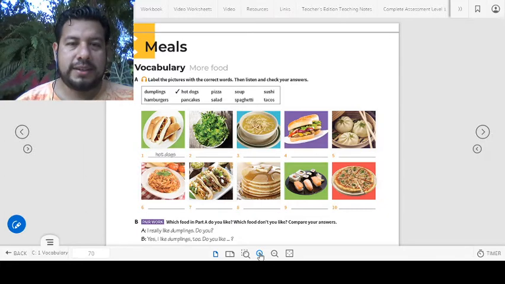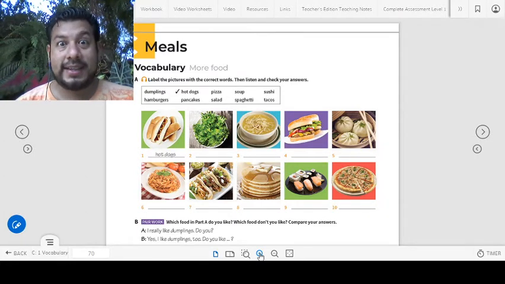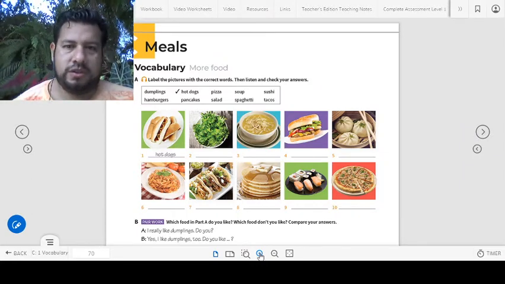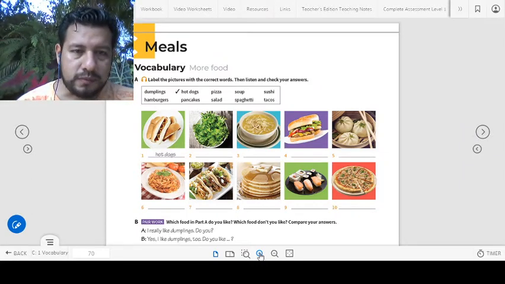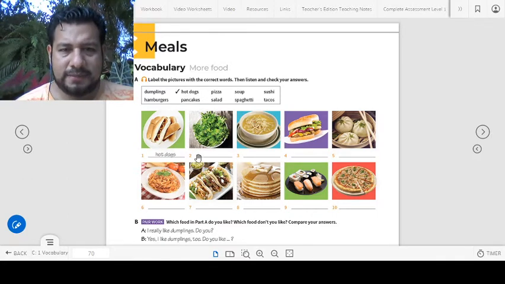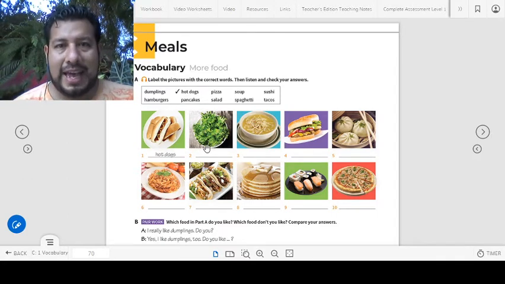We have some words in here like dumplings, hamburgers, hot dogs, pancakes, pizza, salad, soup, spaghetti, sushi, and tacos. Okay, forget about tacos or anything. It's just tacos because we are in Mexico. Now the first one in here, it's obviously done. That's a hot dog. What about this one? What do you think this is? Of course, this is salad, okay?